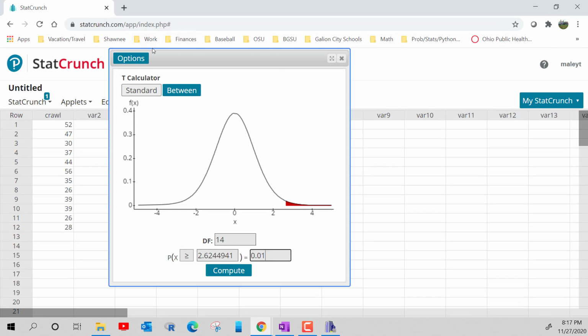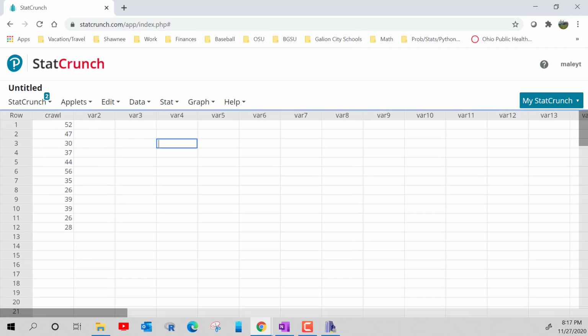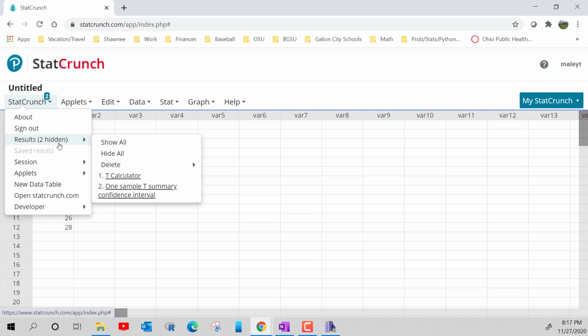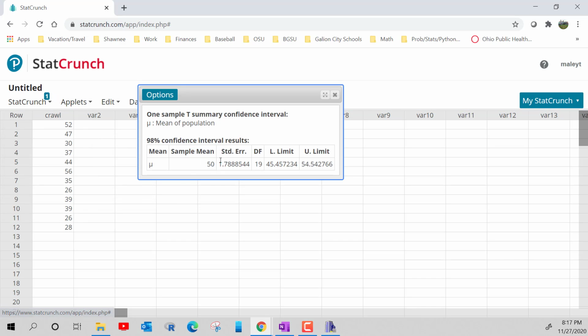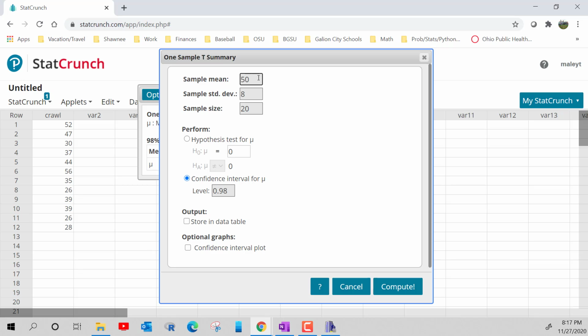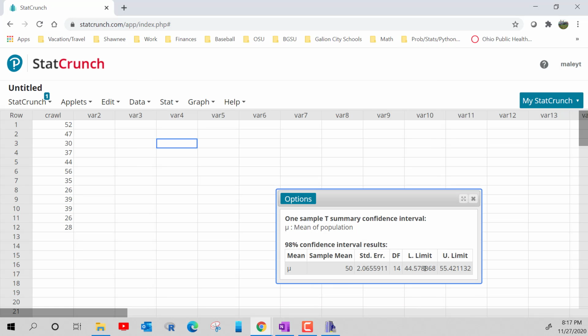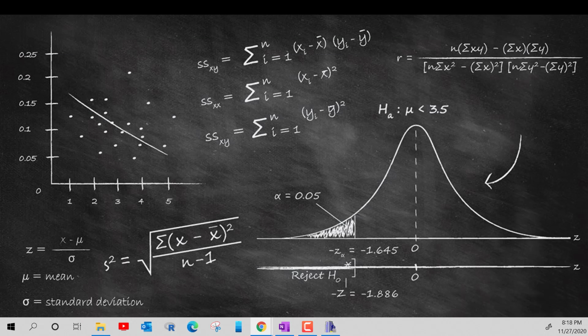Right, so we would open up the one sample T summary. Go to edit. I need to change a couple things, so the mean's the same, standard deviation is the same. My sample size changed to be 15. Right, still 98% confidence interval. Hit compute, and you get those two scores there, the upper and lower limit.